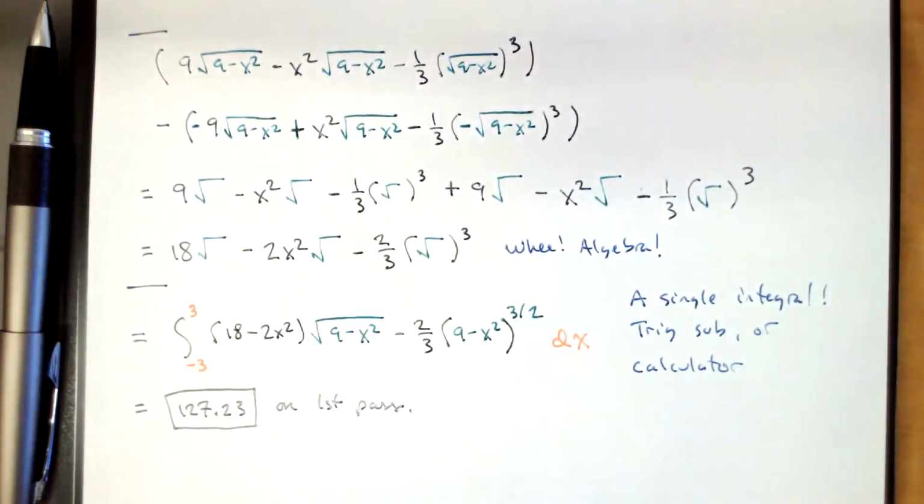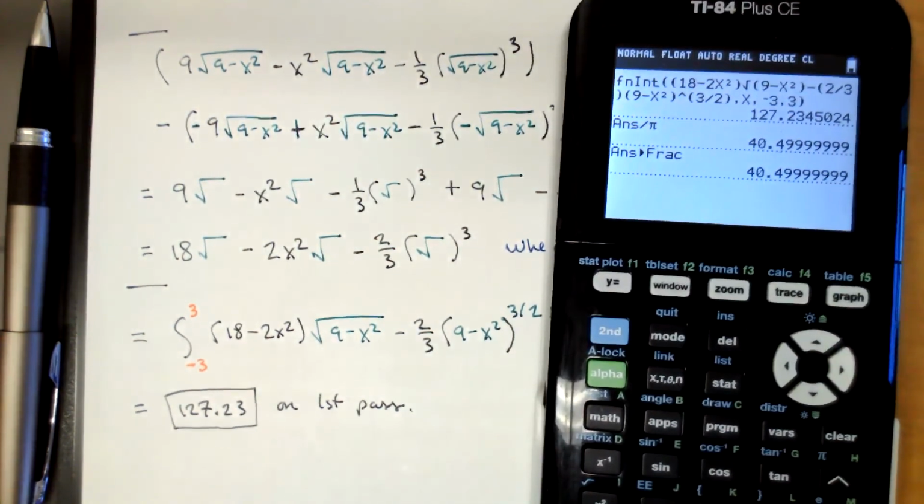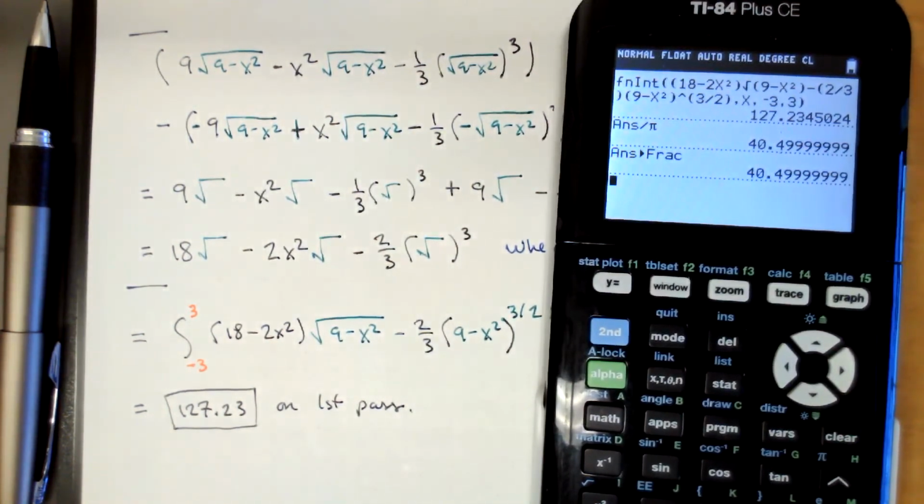So on our first pass, it looks like we get 127.23. It looks like it's going to be 40.55. So I divided that by pi to see if it was just a fraction multiple of pi. And it looks like it would be just 40.5 times pi. 40 and one half, so 81 over 2 pi.